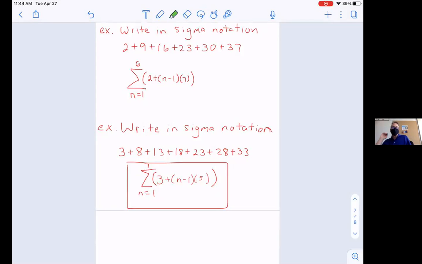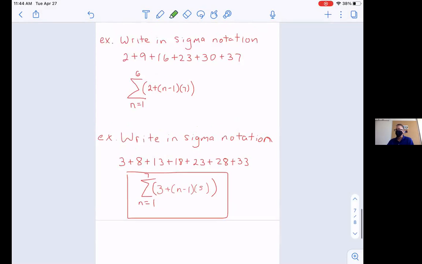And you should always be able to check that. If I plug a 7 into this equation, well, 7 minus 1 is 6. 6 times 5 is 30. And 30 plus 3 is 33. Okay, so that's the last term in the string. That's where those numbers come from. Good question. Any other questions?